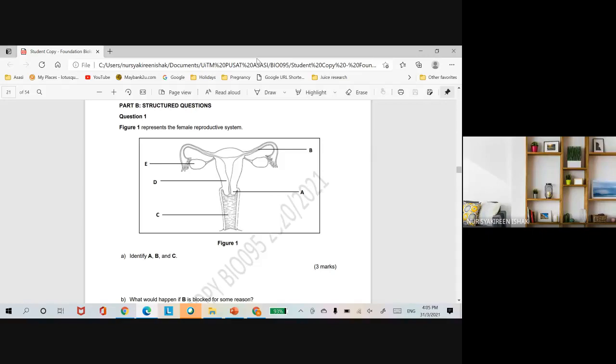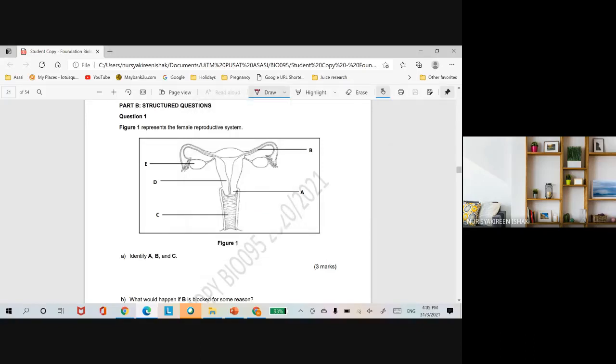Okay, so part B of chapter 4, which is on the reproductive system. For question 1 here, it gives you the figure for the female reproductive system. If you look at question A, it asks you to identify structures A, B, and C. Alang-alang tu kita label semua lah. So we are going to label all the structures involved for this question.